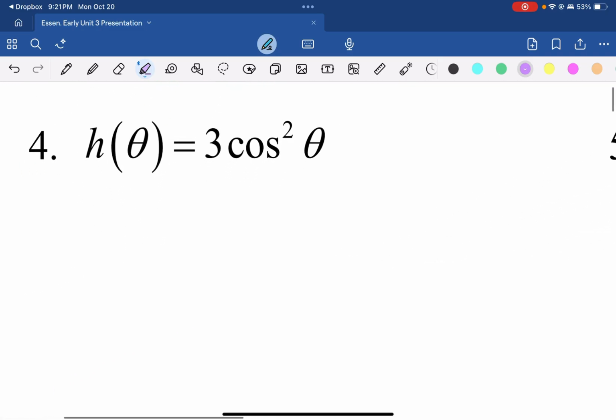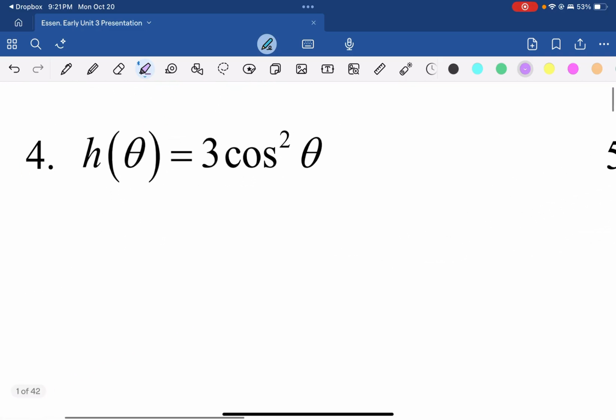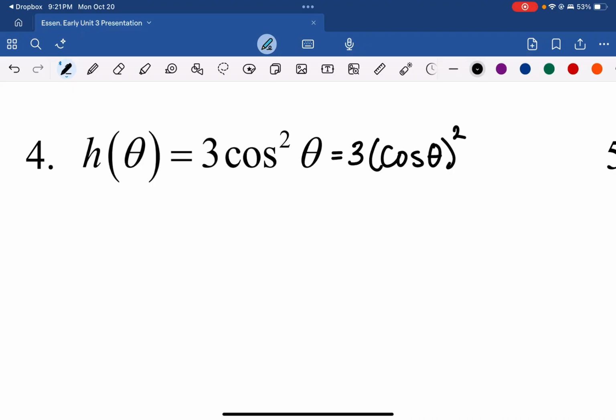Okay, a look at another one. H of theta is equal to 3 cosine squared of theta. So I'm actually going to rewrite it. So it looks like 3 times cosine of theta squared. Okay. 3 is a constant, right? So it's just going to kind of chill there when we take our derivatives.